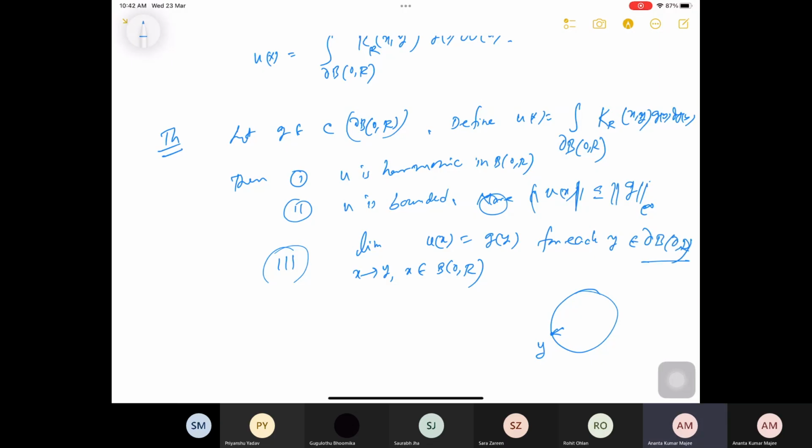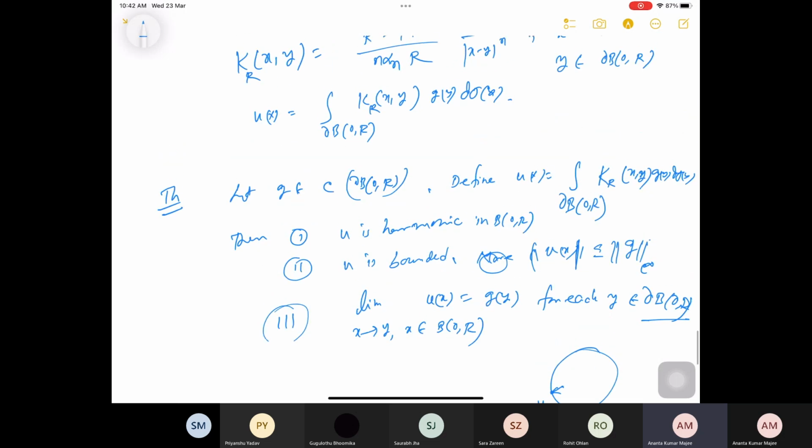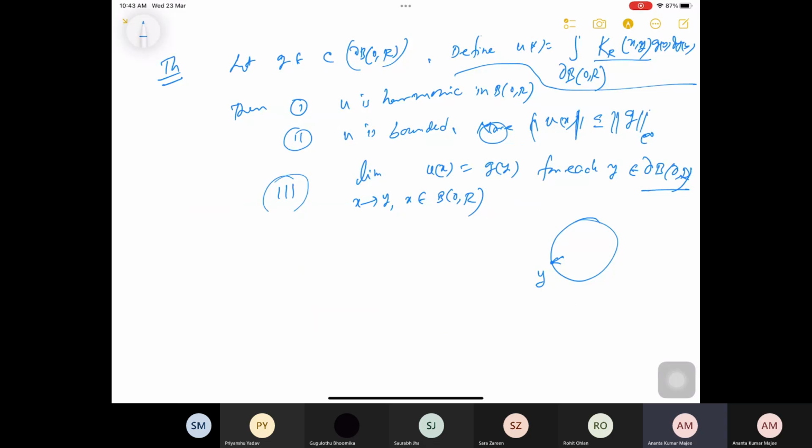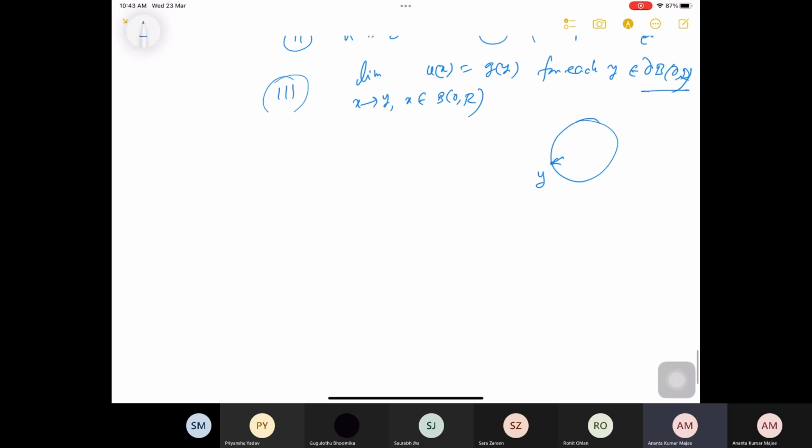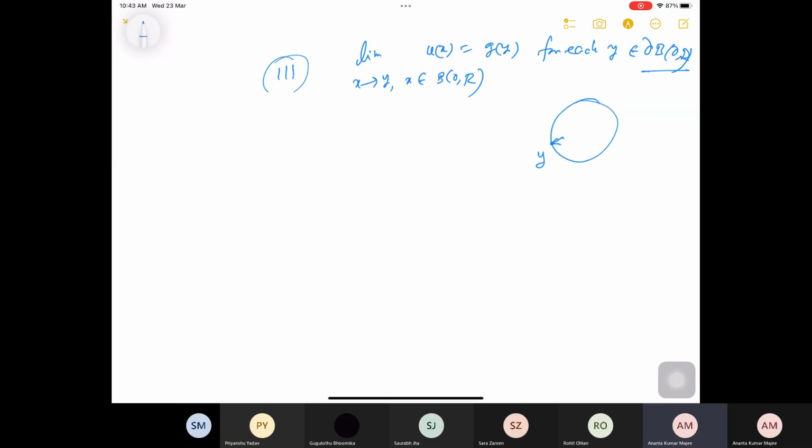On the other hand, the theorem says that the solution to this problem, minus Laplace u is equal to 0 on the ball of 0, r, u is equal to g on del omega, is given by this Poisson formula, u of x equal to the integral, and this k_r is called the Poisson kernel. Okay. So using these things, actually we try to deduce something which is really important, that is called Harnack's inequality. Okay, there are different types of Harnack's inequality, but this one is also one kind of special case of Harnack's inequality.